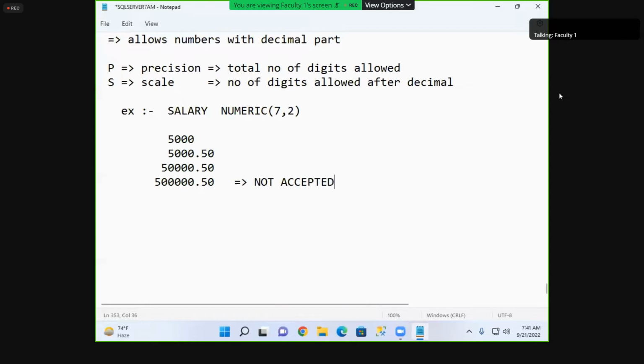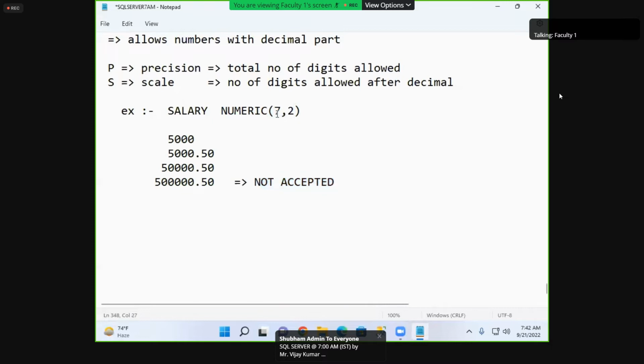Why? Because according to this declaration, before decimal how many digits are allowed? 5. But here this contains how many? Allowed is 5, but the actual value contains 6. Before decimal 6, right? See, allowed is 5 according to this declaration, but before decimal contains 6. That's why this is not allowed, not accepted.